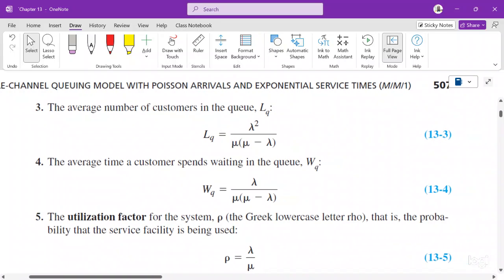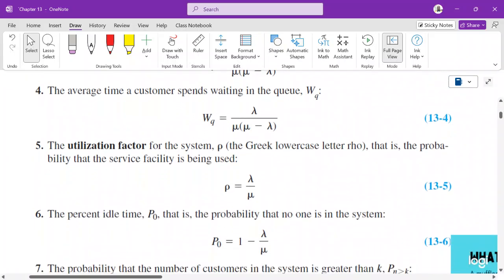Now, it goes on to LQ, which is the number of customers in the queue. There's a system and there's a queue. When you are waiting for your quota to be served, you are in the system. When you are waiting to be attended to by the quota maker, you are in the queue. Then there's the average time a customer spends waiting in the queue.